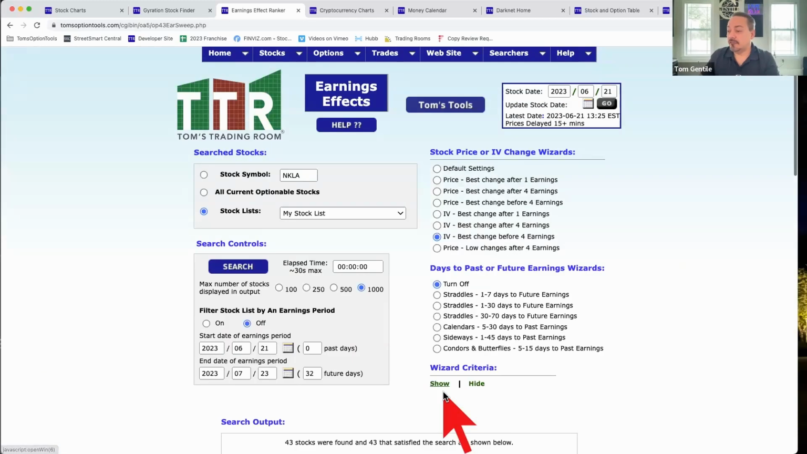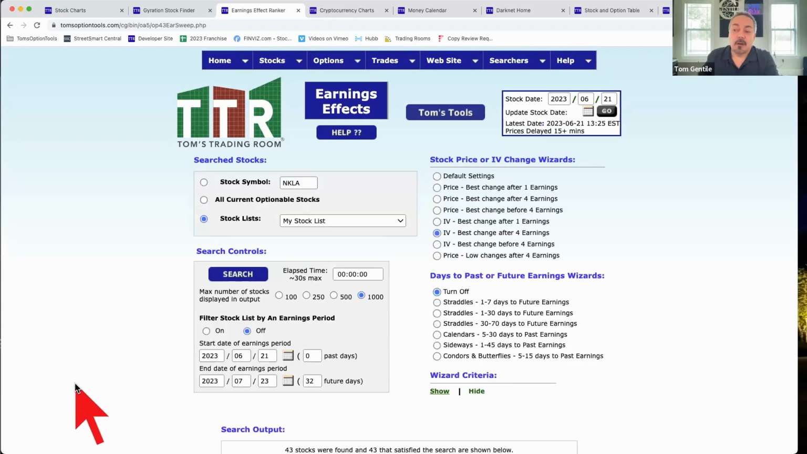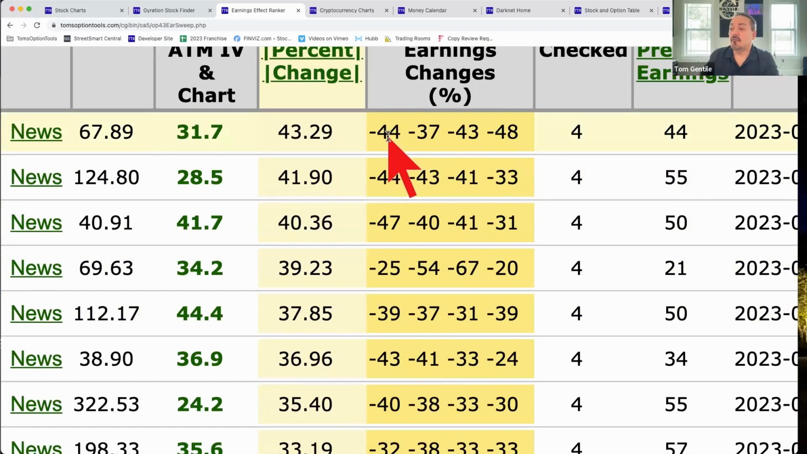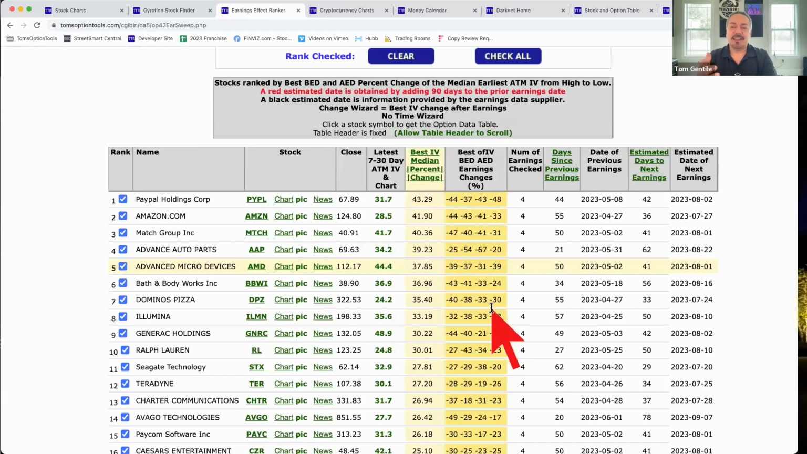Let me just share with you this. Let's take a look at that same list, and let's see what happens after those 4 earnings. Now we're looking for negative numbers here. Don't have to go far. These are right after earnings announcements. 44% drop in IV, 37, 43, 48. The numbers are staggering. It tells you right there, you do not want to be holding long premium through earnings, especially if it's a short-term option. So this is just a couple of the things that we can do with this particular product.